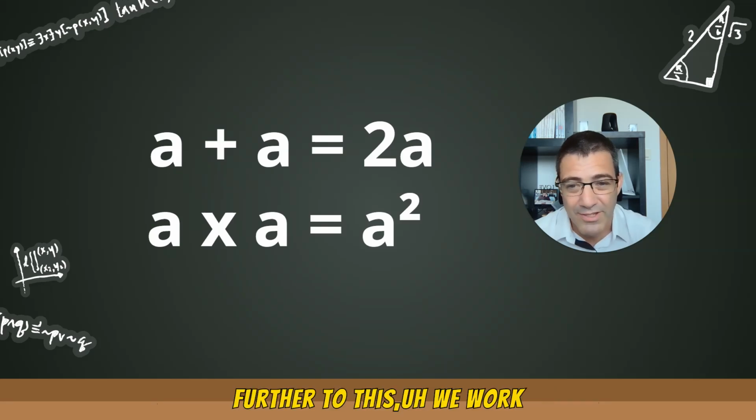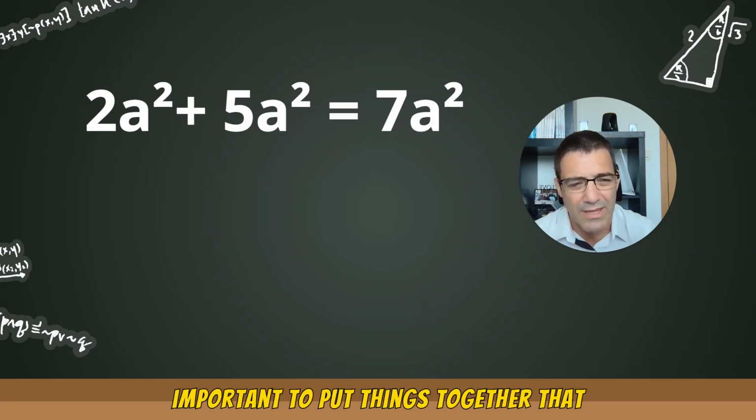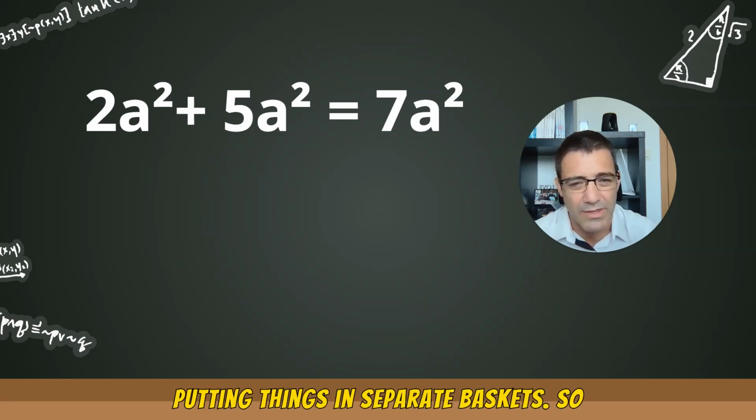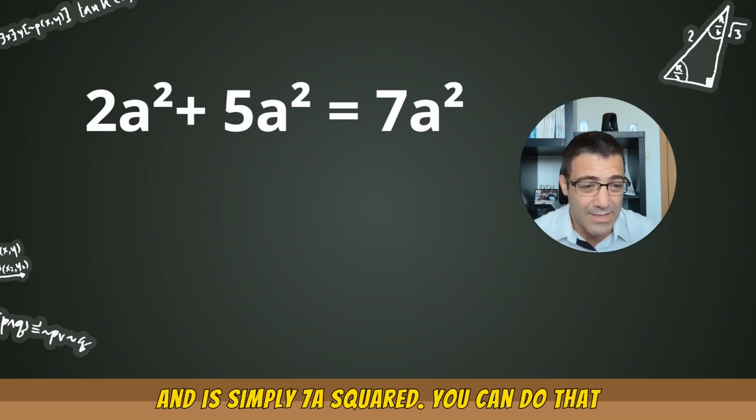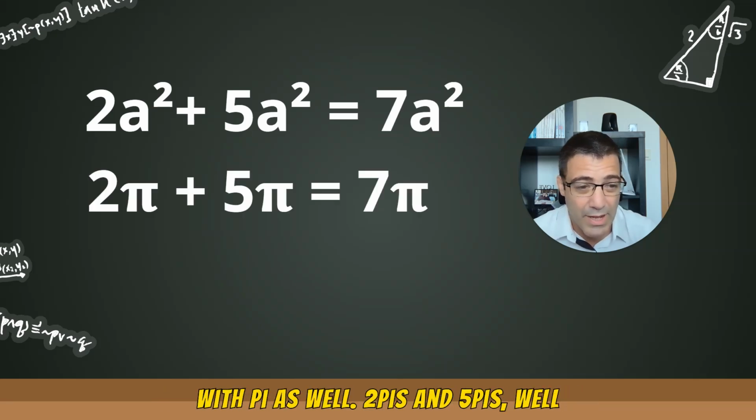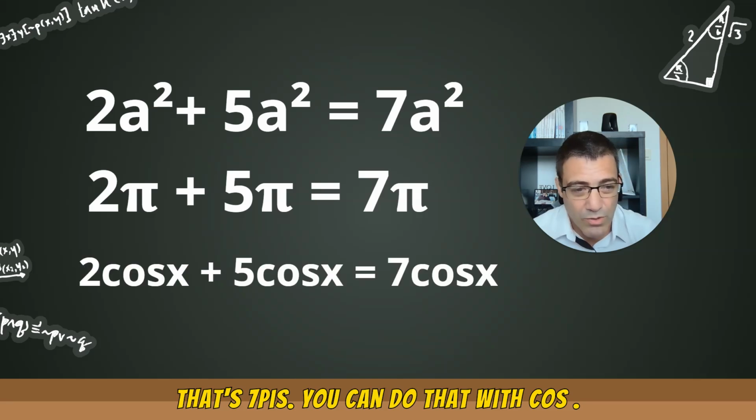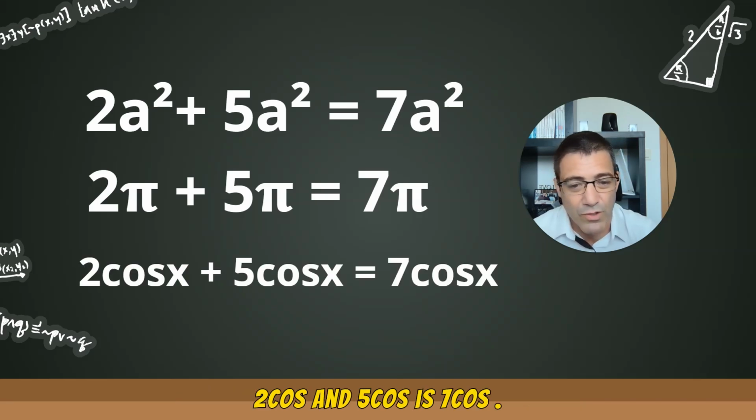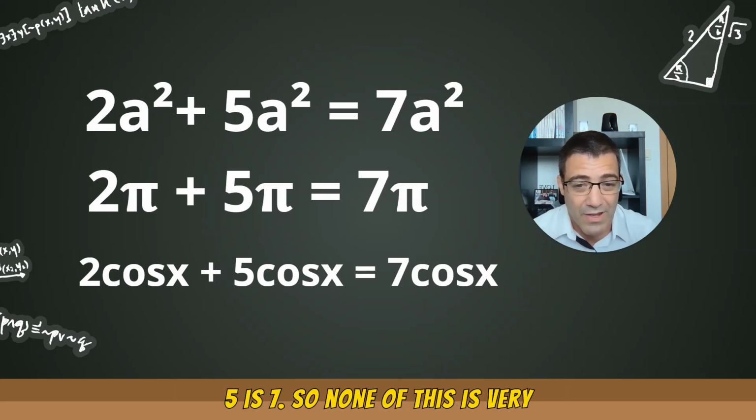Now, further to this, we work with packets all the time, and it's important to put things together that belong together. It's a little bit like putting things in separate baskets. So 2a squared can be added to 5a squared and is simply 7a squared. You can do that with pi as well. 2 pi's and 5 pi's, well, that's 7 pi's. You can do that with cosine x. 2 cosine x and 5 cosine x is 7 cosine x. So the essential operation here is 2 plus 5 is 7.